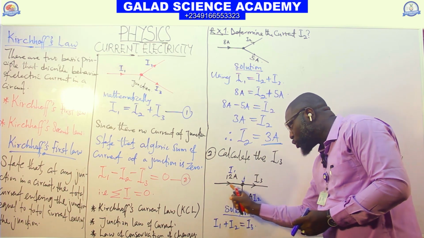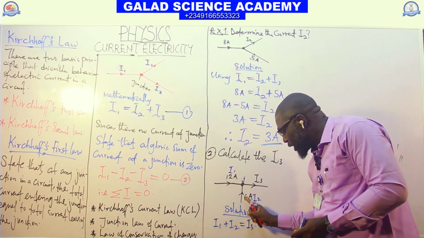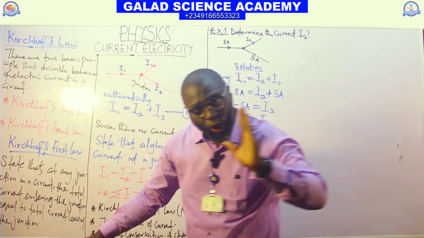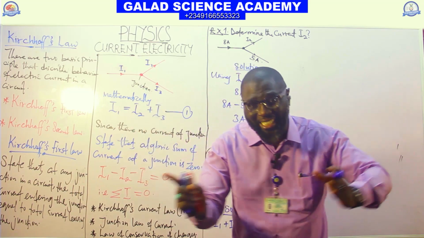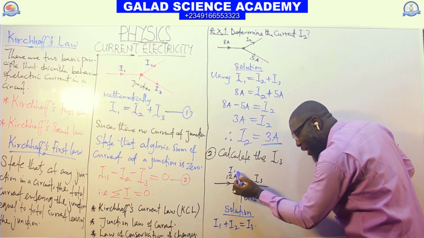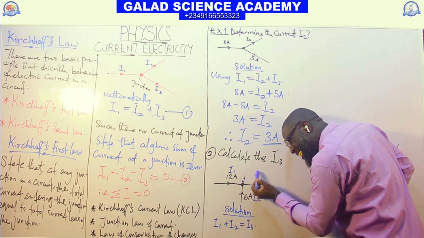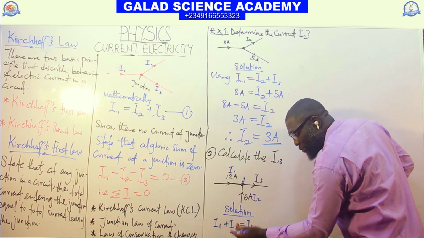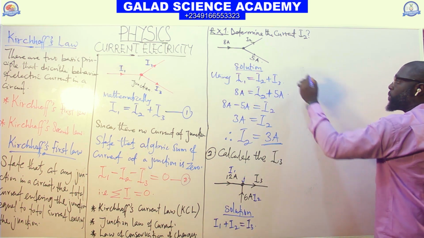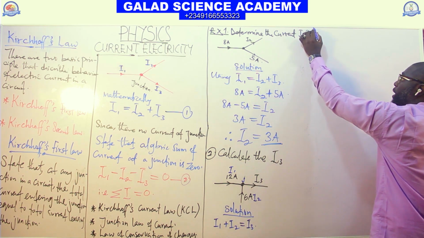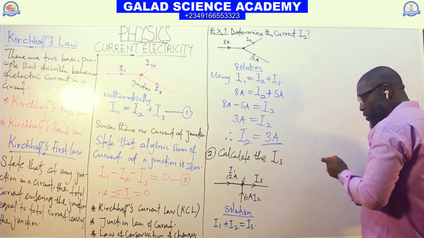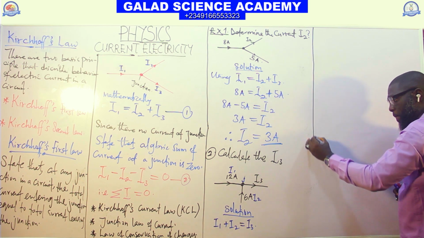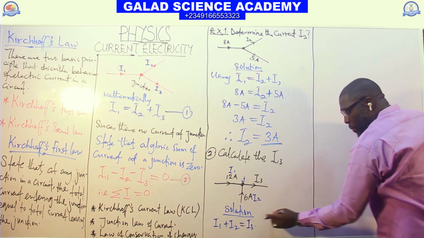The current here, 12, is going to this place. From the first law, the sum of the current going to the junction must equal the sum that is leaving. So here, these 12 and 6 are going to this junction. This I3 is leaving. So from this expression, what do we have now?